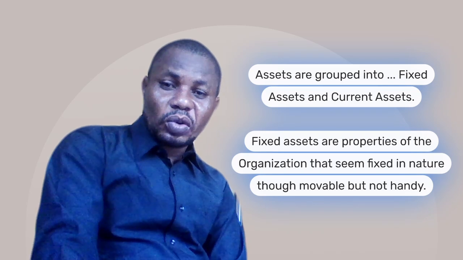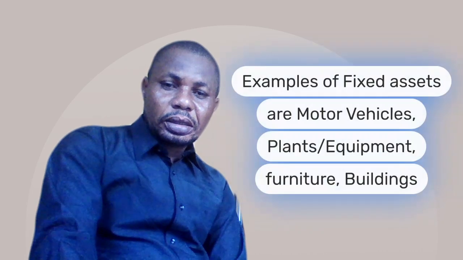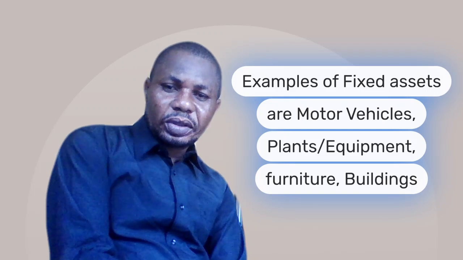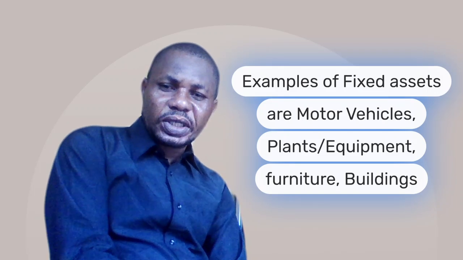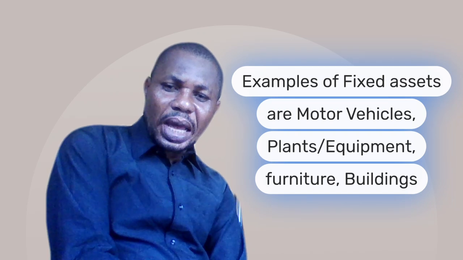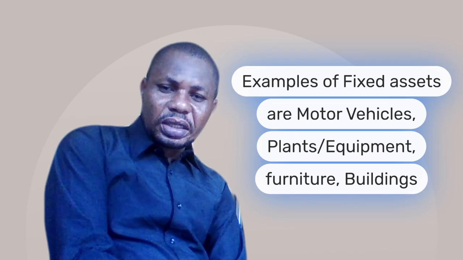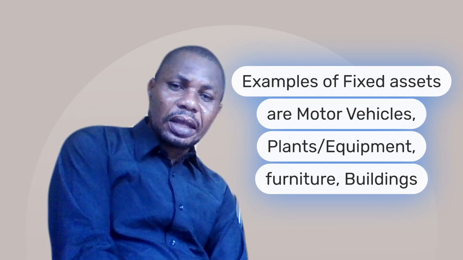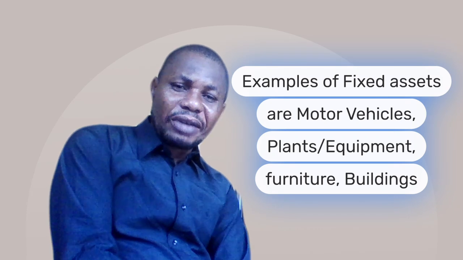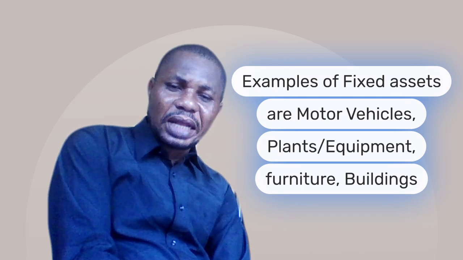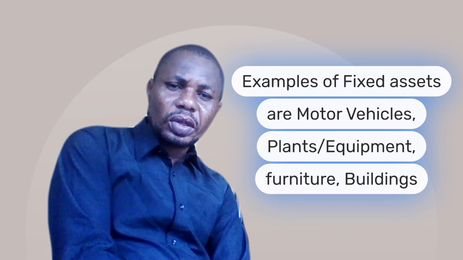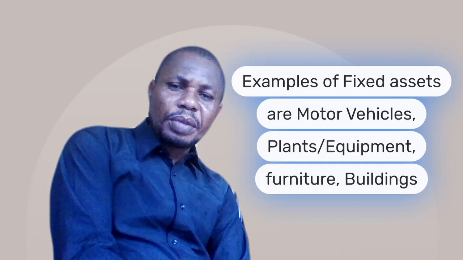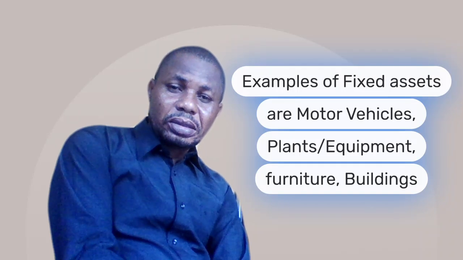So let's go further to understand what fixed assets are. Examples of fixed assets are motor vehicles, plants or equipment, furniture, buildings. Like I said, these are properties of the company that are fixed in nature because they are not handy. You cannot just move them anyhow. So these are what we mean by fixed assets.